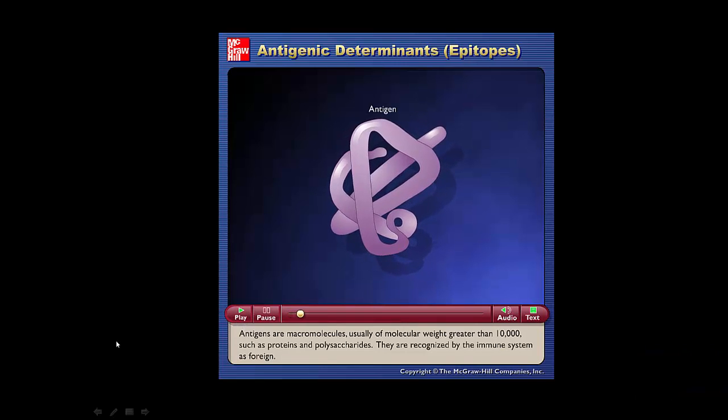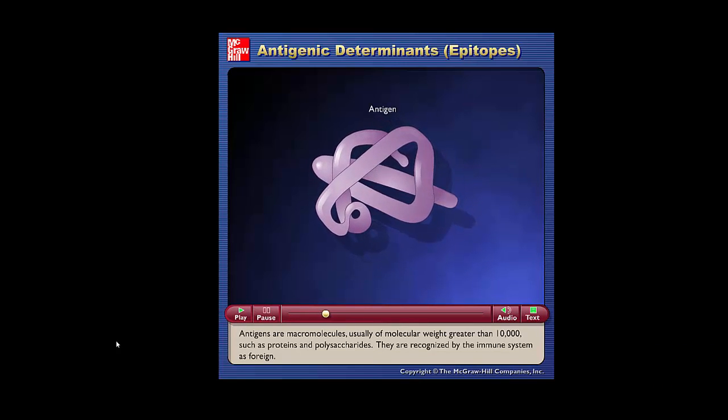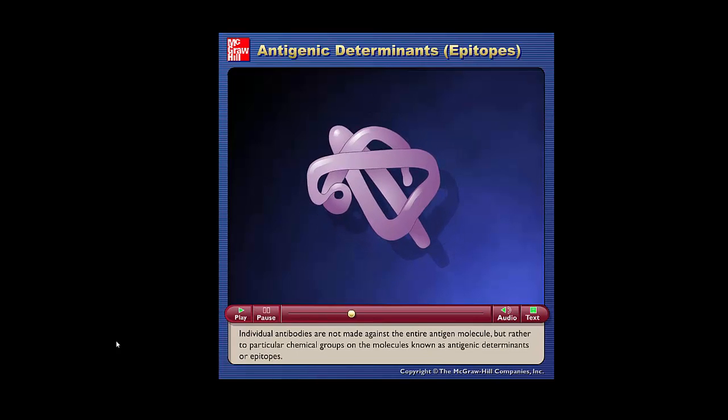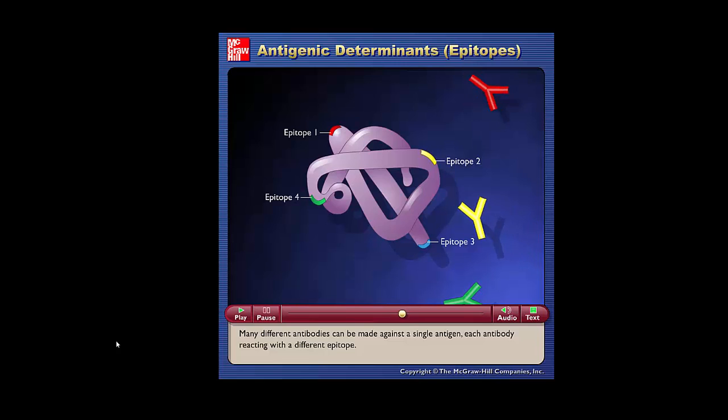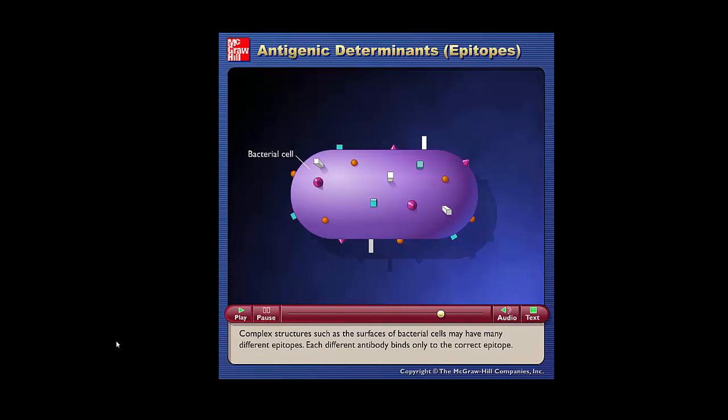Antigens are macromolecules, usually of molecular weight greater than 10,000, such as proteins and polysaccharides. They are recognized by the immune system as foreign. Individual antibodies are not made against the entire antigen molecule, but rather to particular chemical groups on the molecules known as antigenic determinants or epitopes. Many different antibodies can be made against a single antigen, each antibody reacting with a different epitope. Complex structures, such as the surfaces of bacterial cells, may have many different epitopes. Each different antibody binds only to the correct epitope.